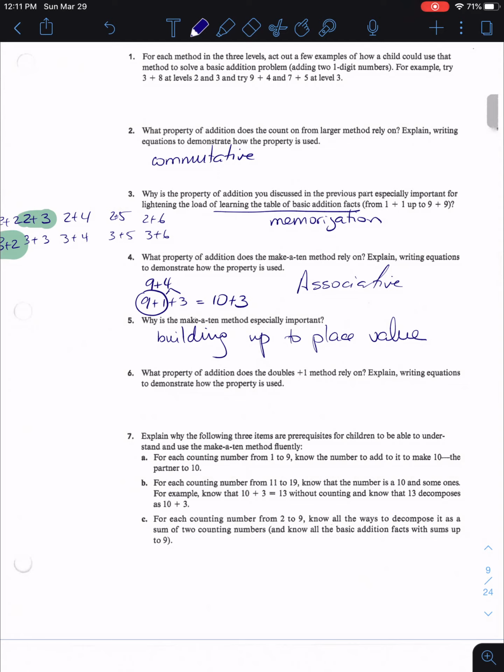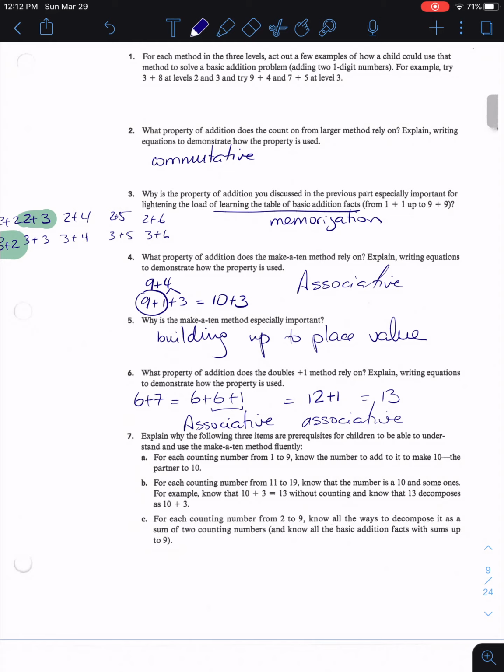What property of addition does the doubles plus 1 method rely on? Explain, writing equations and demonstrating how the property is used. Well, if we have, say, 6 plus 7, we could say that's 6 plus 6 plus 1, because that was our 7. So there's the associative. And then we said, well, 6 plus 6 is 12. We know that, plus 1. There's associative again. And then that would be 13. So the doubles plus 1 method relies heavily on the associative property.